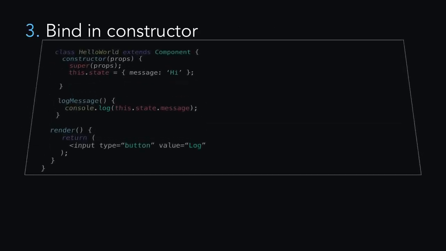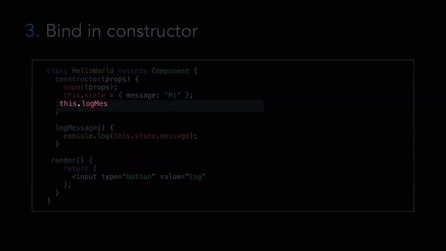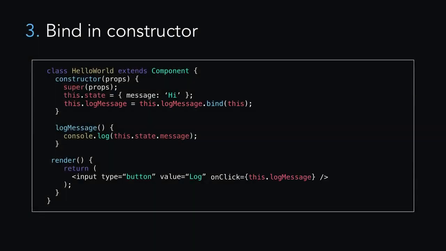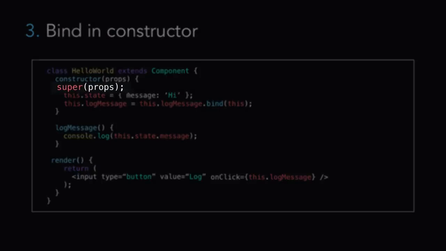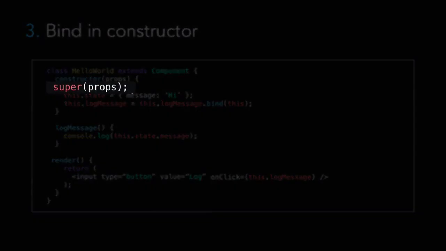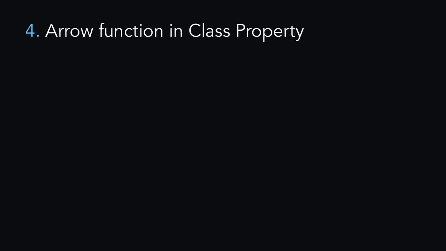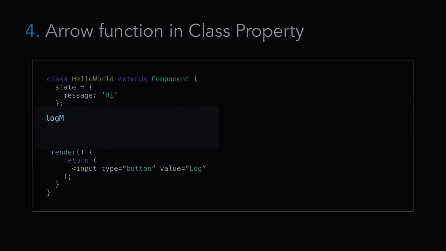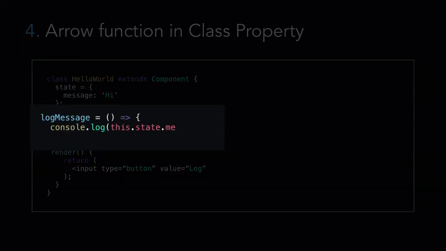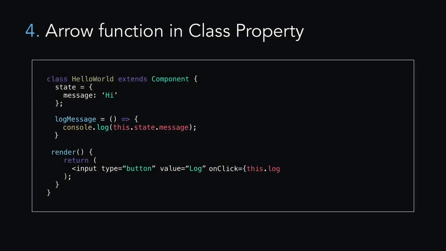Another method is to bind in the constructor, like so. This is going to solve the potential performance issues of methods 1 and 2. Just don't forget to call super here in the constructor. Another method is to bind in the arrow function of a class property, like so. So this is very clean and readable, and it's going to avoid the performance issues of methods 1 and 2 and avoids the repetition of method 3.